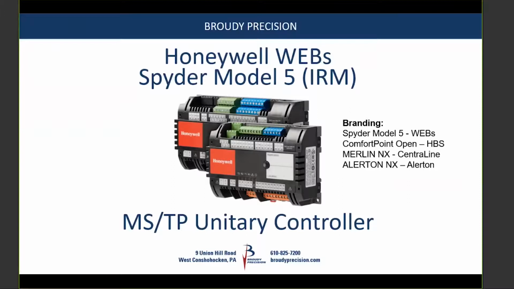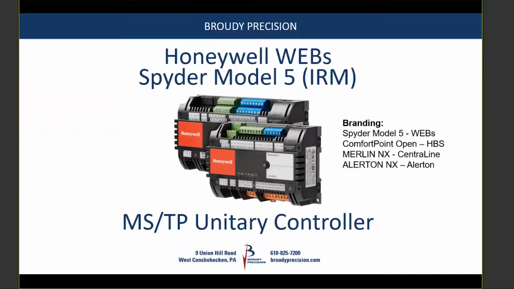They're branding it through Webs, through the branch, Centraline, and Allerton as the ones I show on there. It's the Comfort Point Open. That's a CPO. Like when I brought the controller in on my Cyper 50 network, the BACnet network, it came in as a CPO. So I guess that's probably where this thing originated from and where they've been using it.